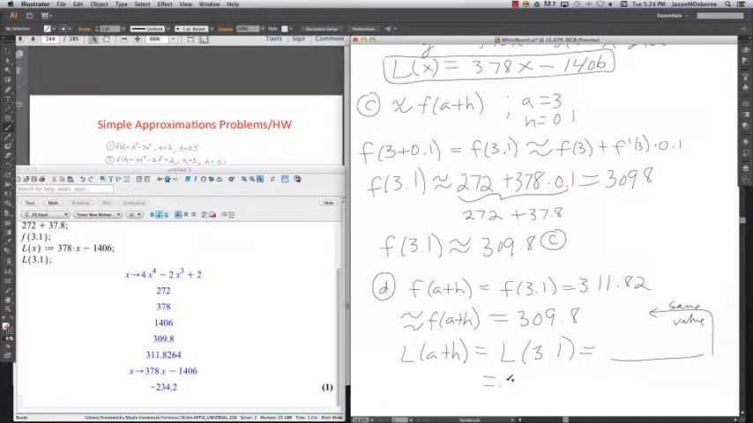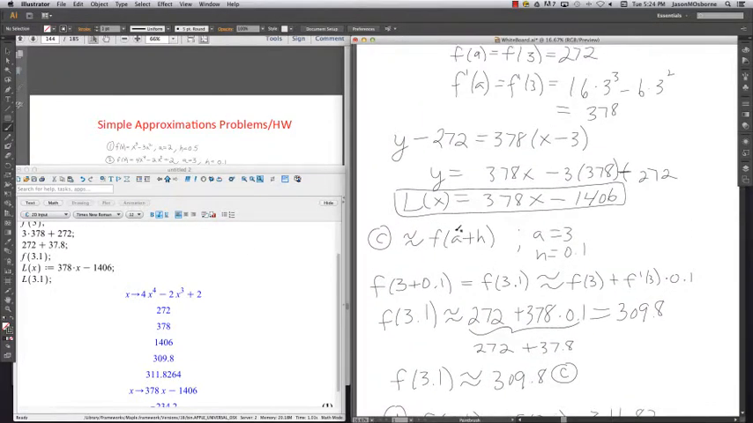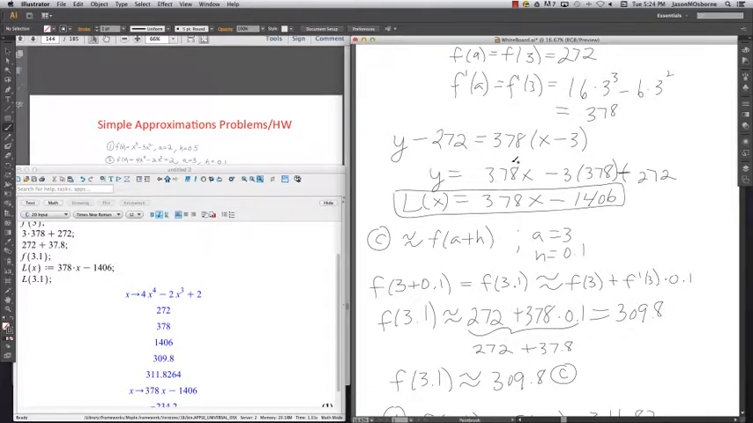And what is this giving me? Negative 234.2. So that does not look exactly correct because it's not 309.8. So let me double check something here. My line, did I do some wrong numbers up here? Let me double check my line formula. Oh, this is supposed to be added. Yes. Minus 3 and then this. So that's an incorrect number there.